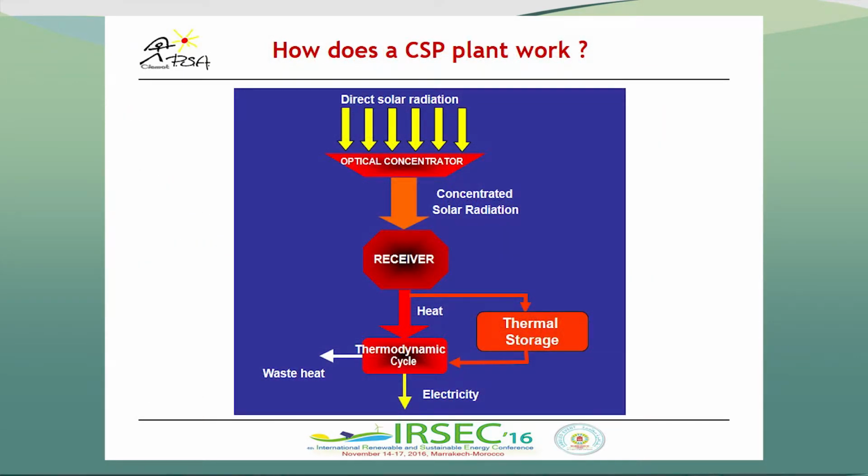This is the scheme. We use an optical concentrator. We apply the energy to a receiver. There a fluid is heated up. Then the interesting thing is that we can choose to store a part of this thermal energy to be used later at our will. As we will see later, this is the main advantage so far of this technology, what we call the dispatchability.